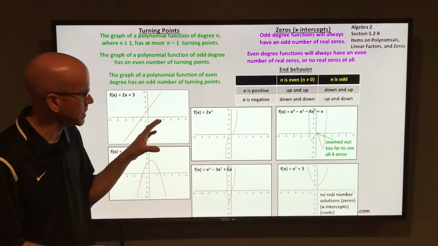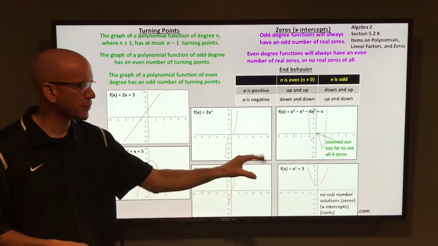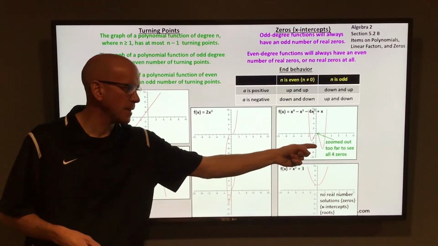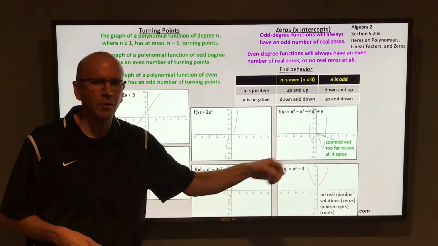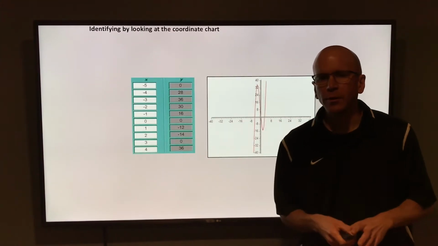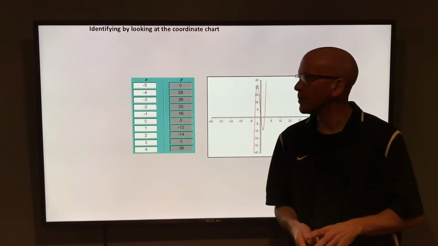So you see all those things that we talked about up here hold true with these graphs, but sometimes you have to zoom in a little bit to see all the details. Some graphing calculators offer a coordinate chart to look at. You can pick things out from a coordinate chart.